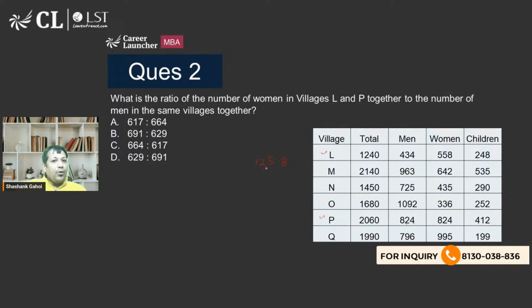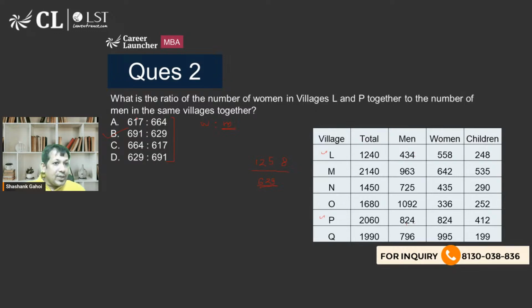Now, if you see, every value is actually half of this, right? And half of this is 629. So in which ratio do I have the number of men as 629? We are talking about women to men, right? So in which option do I have 629 for men? There is only one option, so that is going to be option B. I don't even need to calculate the number of women.